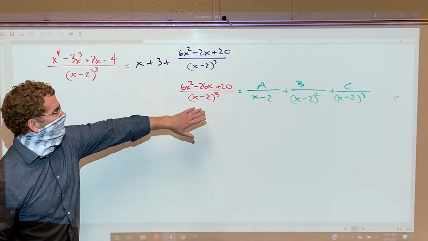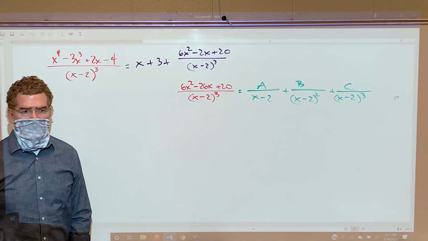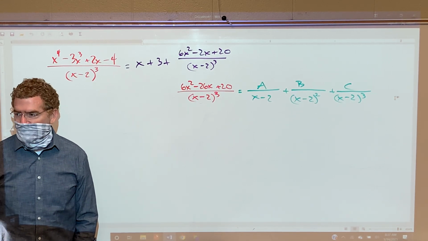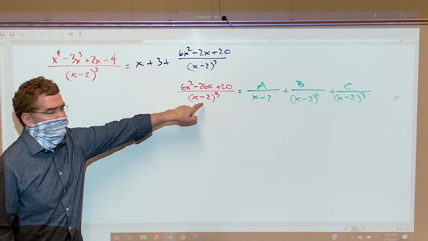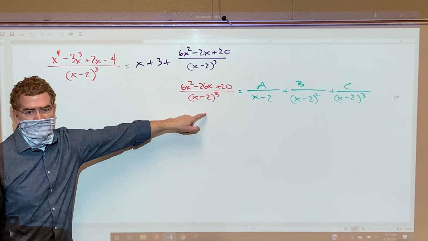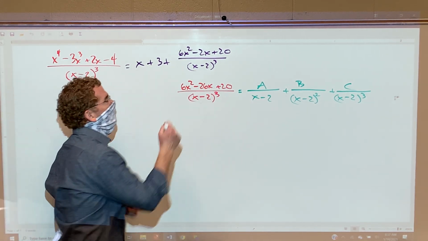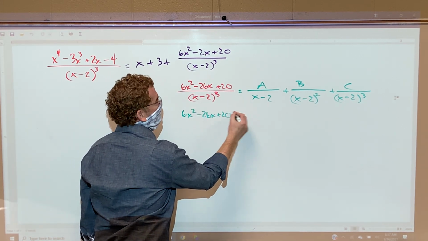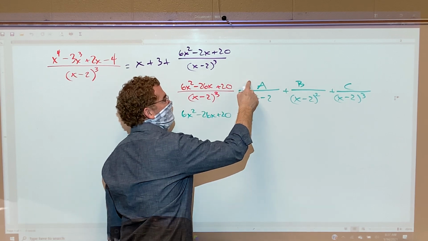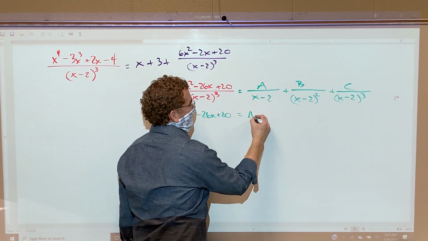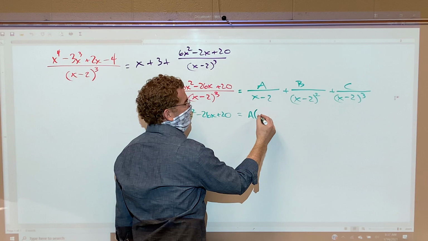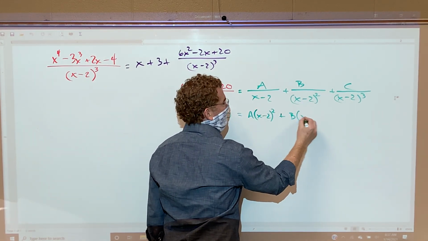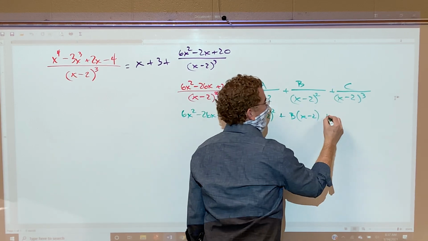So what would you do at this point? I'm going to multiply through by the common denominator, whatever that is. And what does that leave me? That. When I multiply the right side by x minus 2 cubed, I'm left A, but only one of the x minus 2's cancel, leaving me 2. Here, 2 of the x minus 2's cancel, leaving me one of them. And here, all of them cancel, leaving me C.